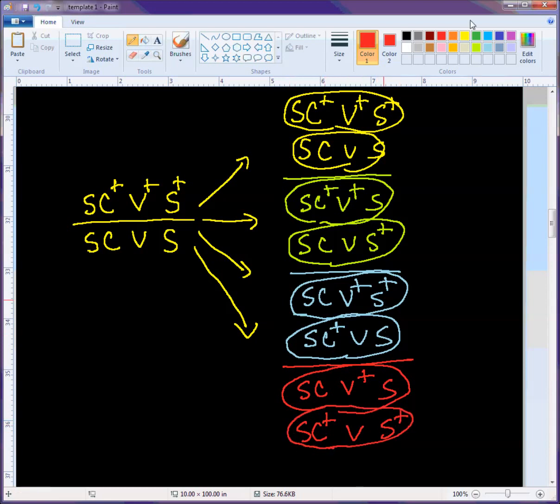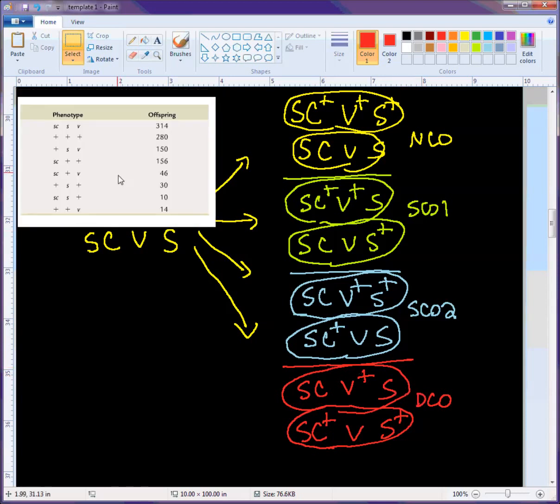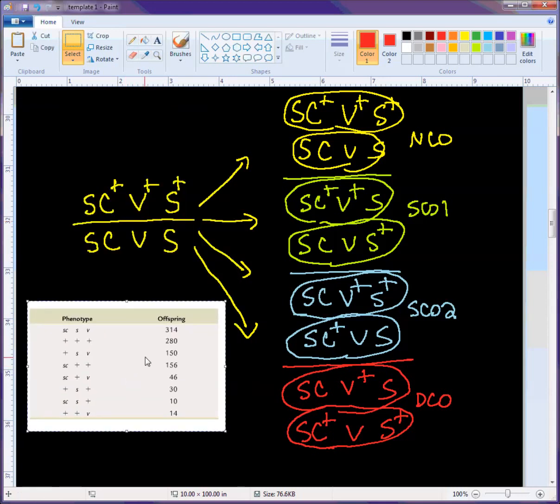Okay, so we have non-crossover gametes. Single crossover 1. Single crossover 2. Double crossover. Okay, so these are our new predictions. And let's see if they are accurate. Can I just copy and paste? I can. Excellent. So here is our data.